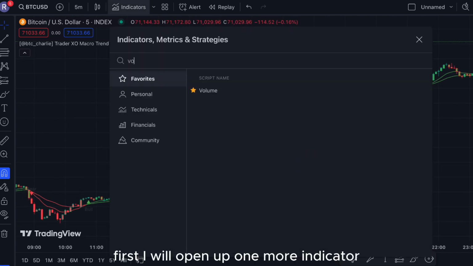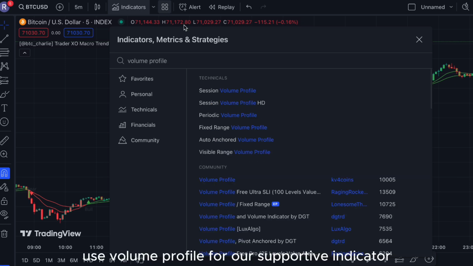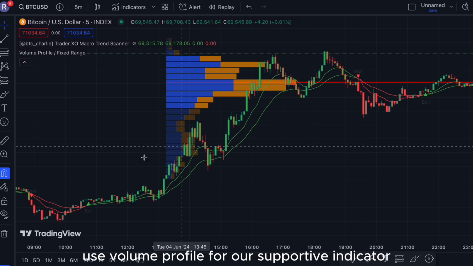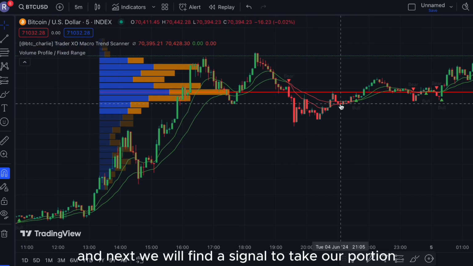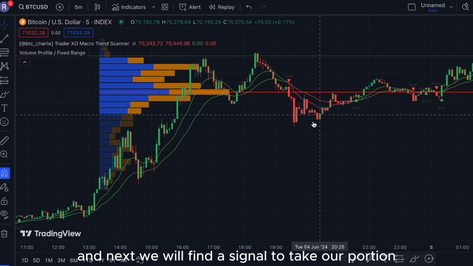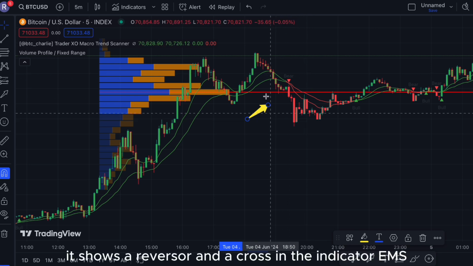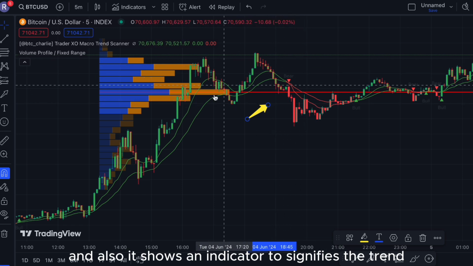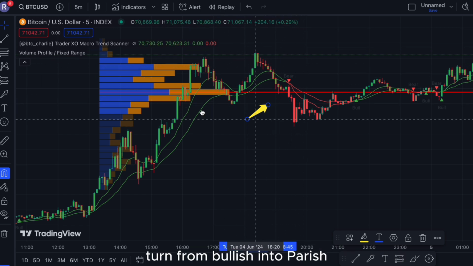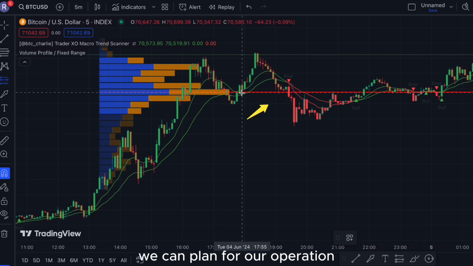First, I will open up one more indicator as our support. I will use volume profile as our supportive indicator, and it shows the position of this indicator. Next, we'll find a signal to take our position. For example, we'll study this position. It shows a reversal and a cross in the EMAs, and also signifies the trend turning from bullish into bearish. So in this case, from green to red, we can plan our short position.